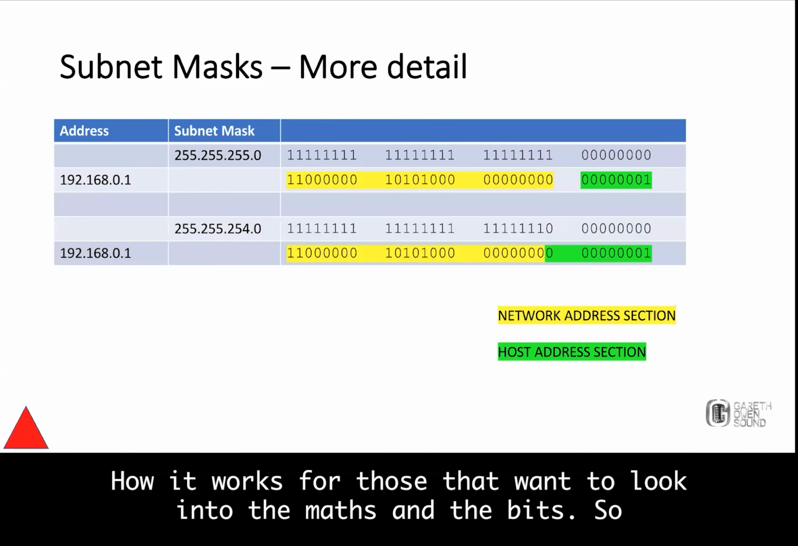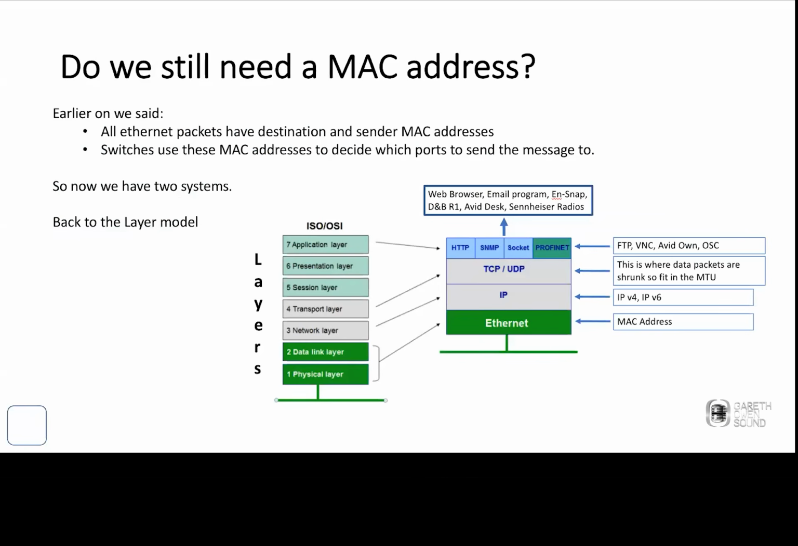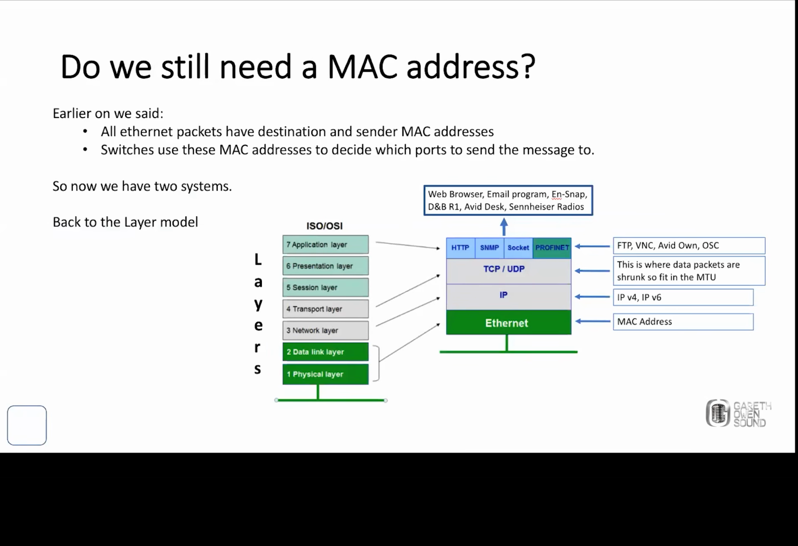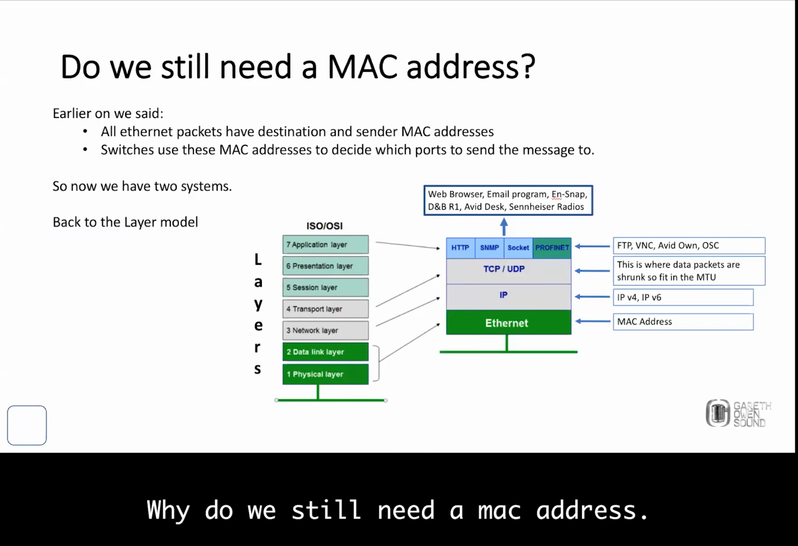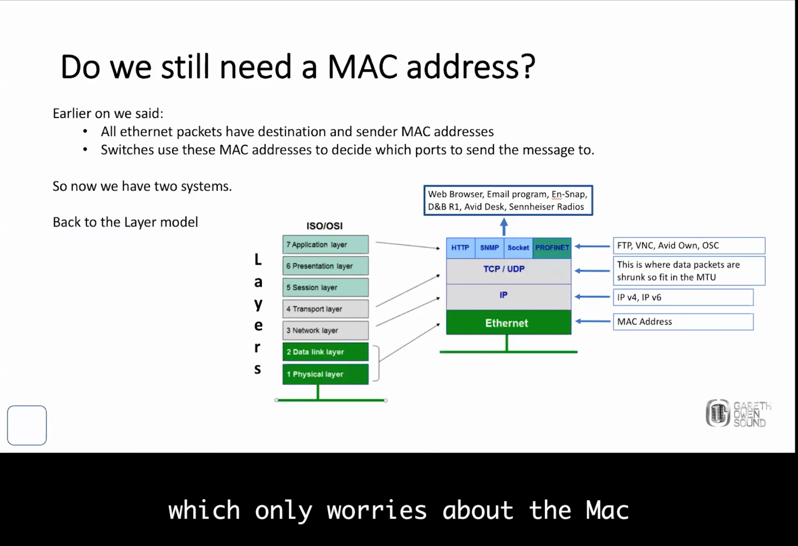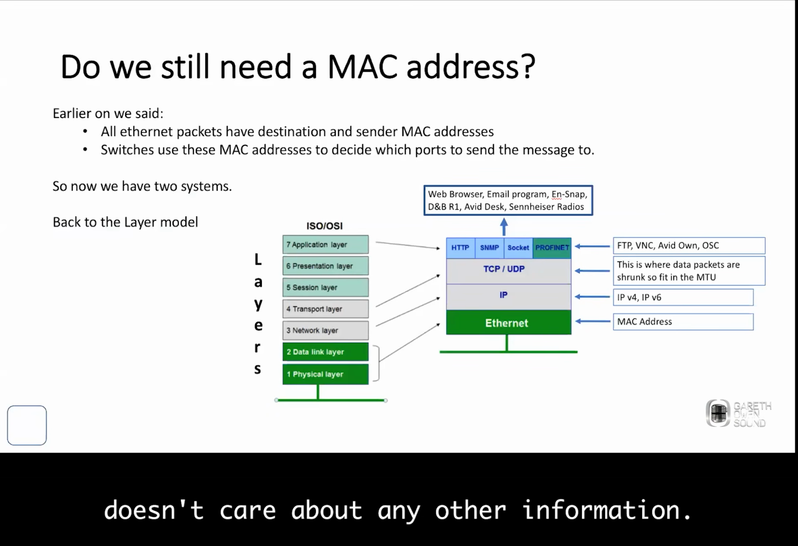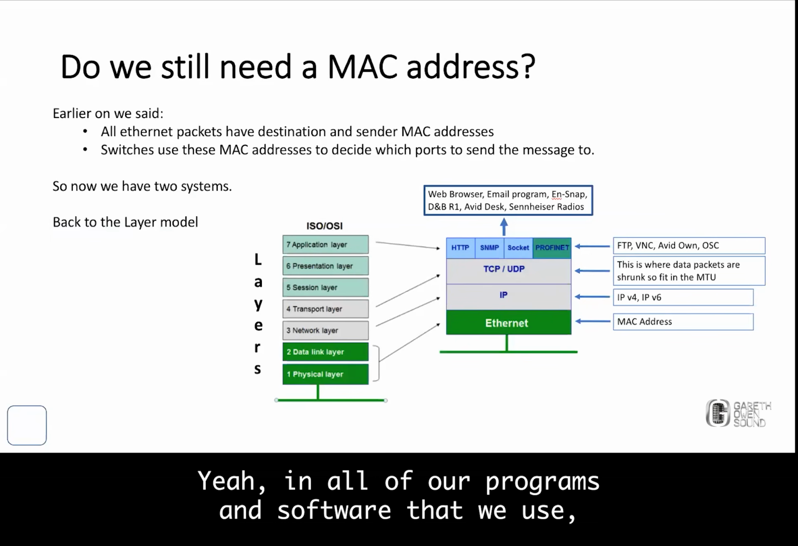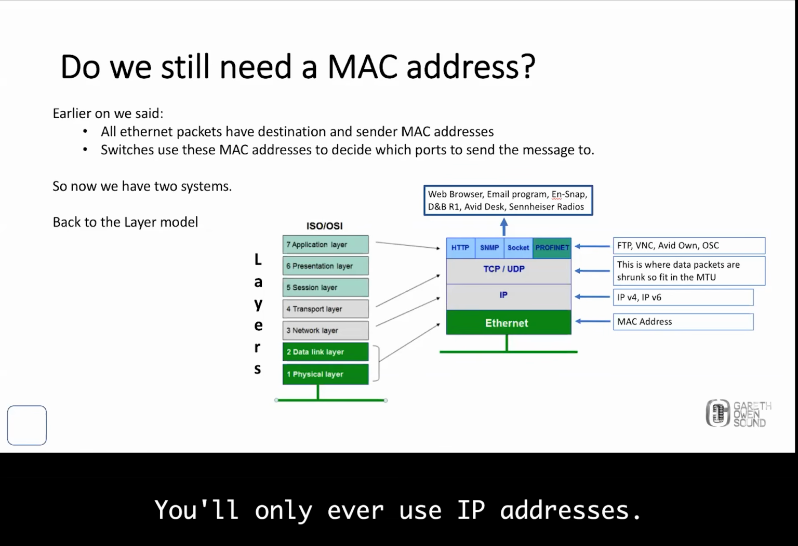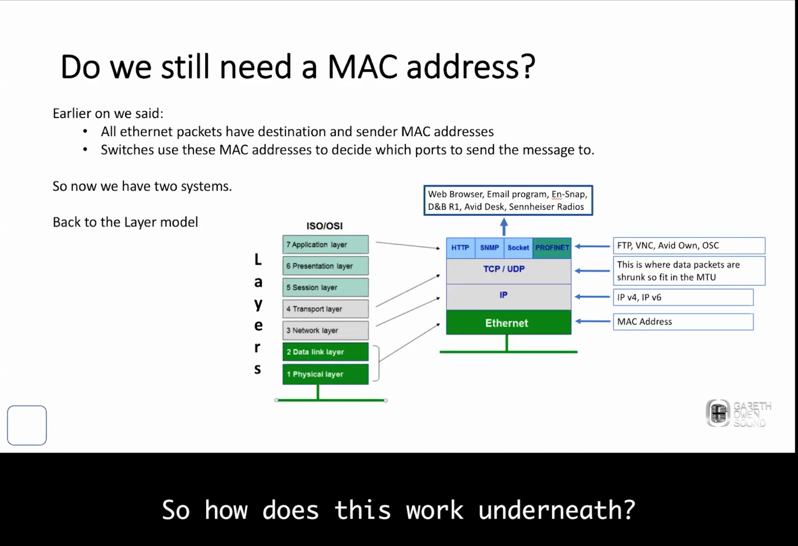There's a bit more information there of how it works for those that want to look into the maths and the bits. So now we've looked at IP addresses, and hopefully most of you understand a bit more on that. Why do we still need a MAC address? The important thing to remember is an unmanaged network switch only worries about the MAC address. It doesn't care about any other information. Yet in all of our programs and software that we use, you won't ever type in a MAC address. You'll only ever use IP addresses. So how does this work underneath?